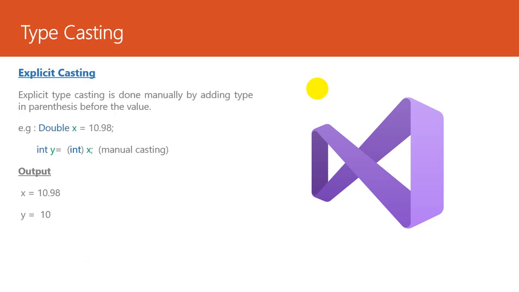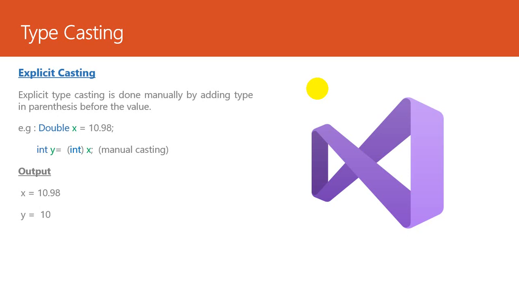Explicit casting is the casting which requires a manual conversion. For manual conversion, you just type a data type in the parentheses. In the example, we have declared a variable x of type double and we have assigned a value 10.98, which is a decimal number. If you assign this decimal number to an integer, and you are already aware that integer does not store the decimal value, then if you try to assign the value of x into y, the compiler will give you an error message.